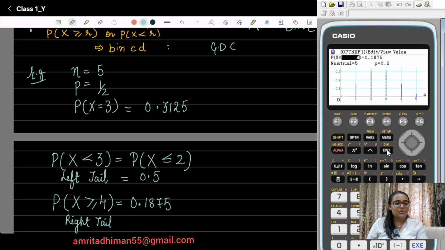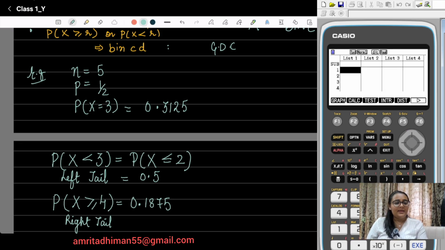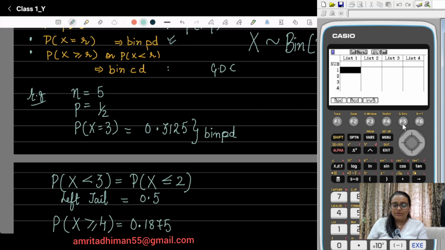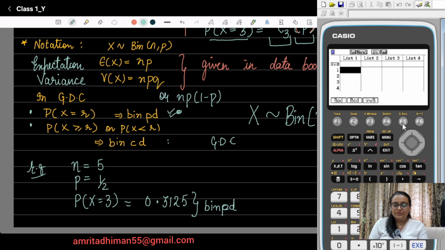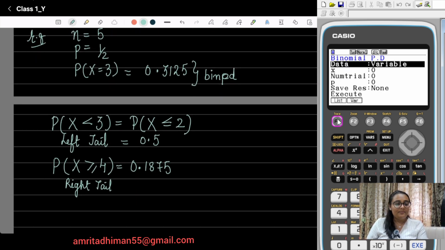Now I'm going to show a different method. For that, you go to the statistic option 2. Then press F5 for distribution, then press binomial, F5. As I told you, for x equal to 3, exactly, we choose binomial PD. So we choose this binomial PD.